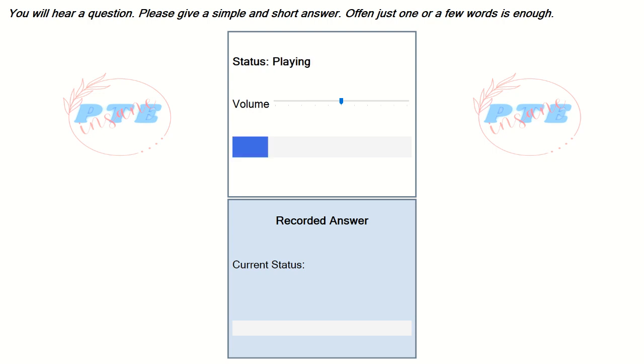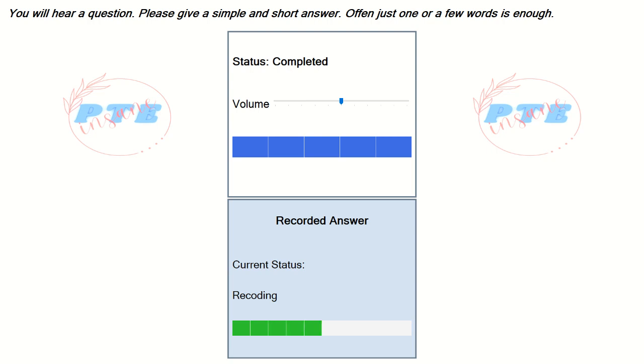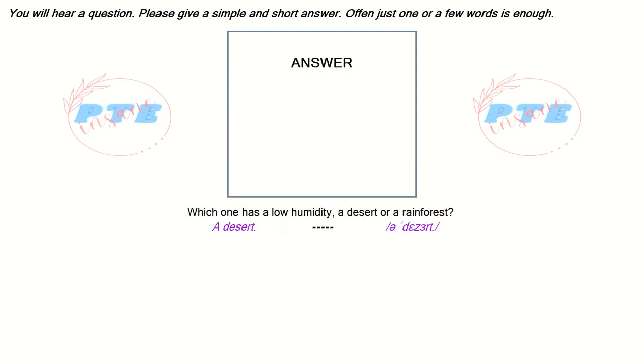Which one has a low humidity, a desert or a rainforest? A desert.